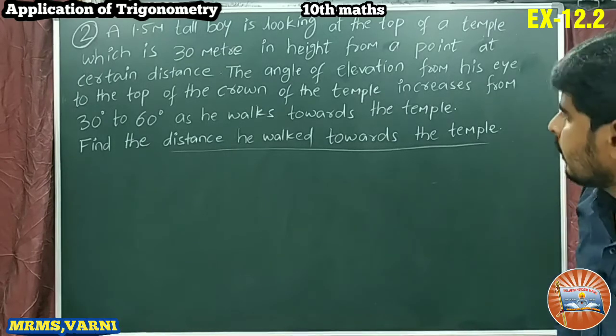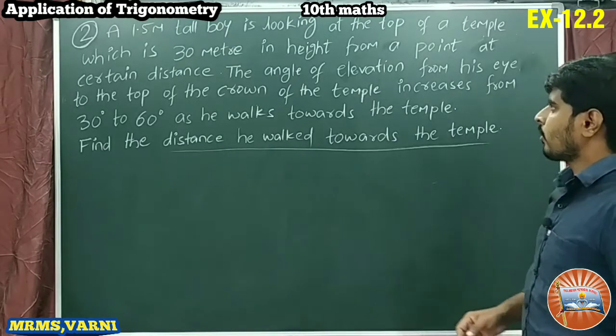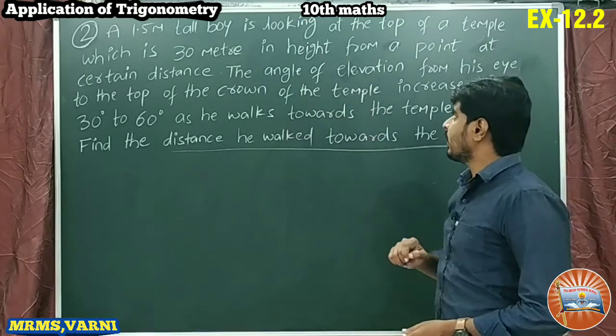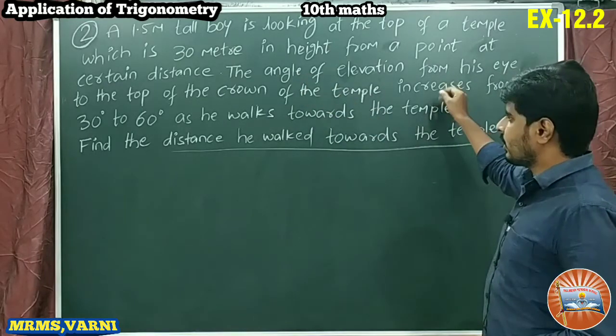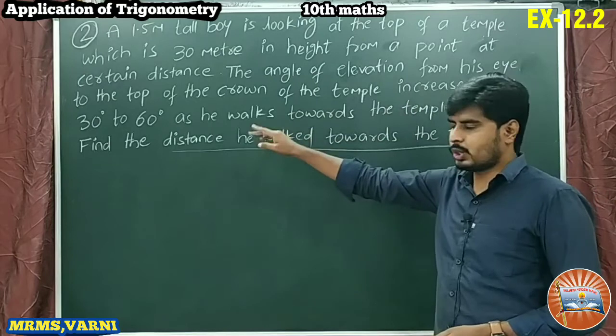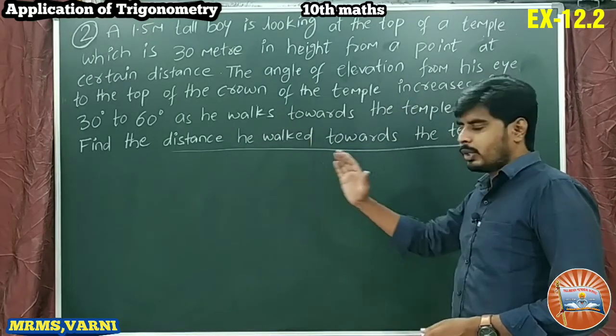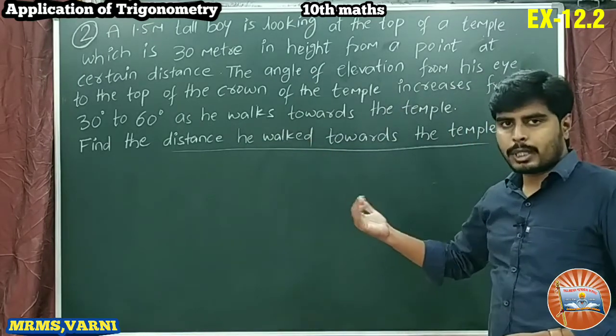So let's see what is given here. The boy's height is 1.5 meters, and the angle of elevation increases from 30 degrees to 60 degrees while he is coming towards the temple.